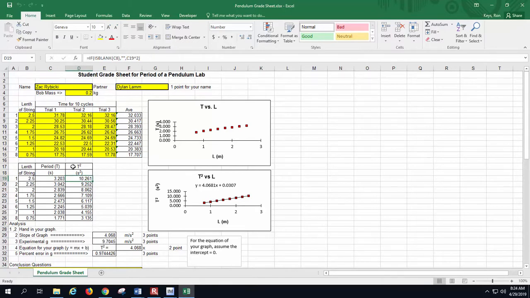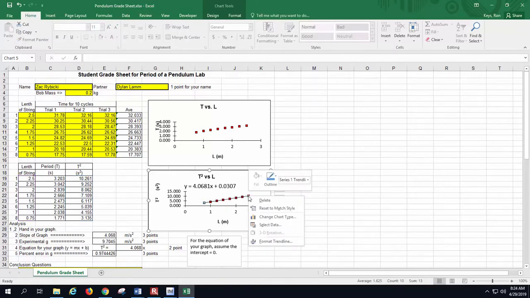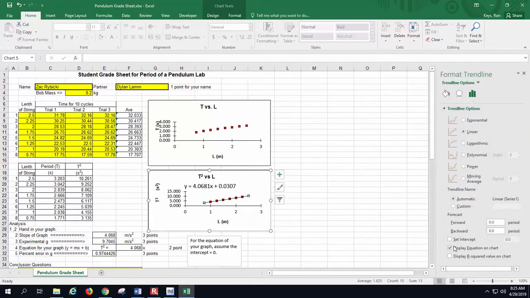And then we just got to graph period squared here on the Y. Length here on the X. Here's our slope. Now, do you remember how to get this equation? Just right-click on one of these points. Format trend line and display equation on chart.